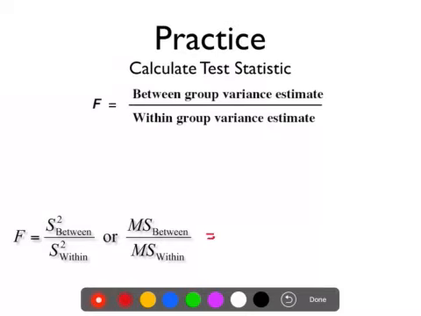Okay? So now our F. We will take our mean squared between that we just calculated of 15. We'll divide that by our mean squared within that we just calculated of 1.33, and that gives us an F of 11.28. Okay?